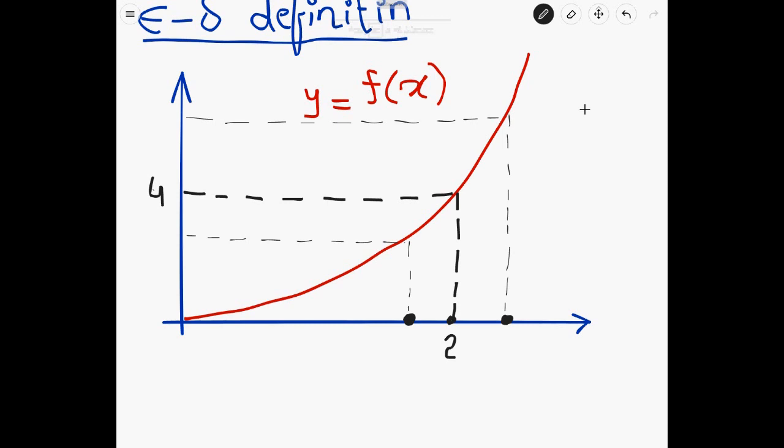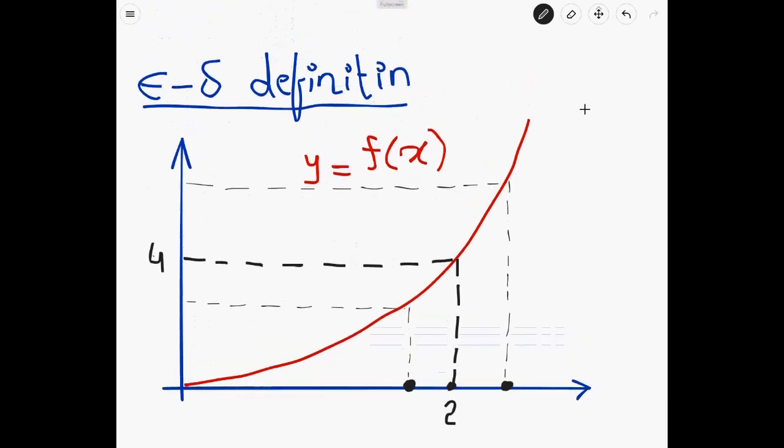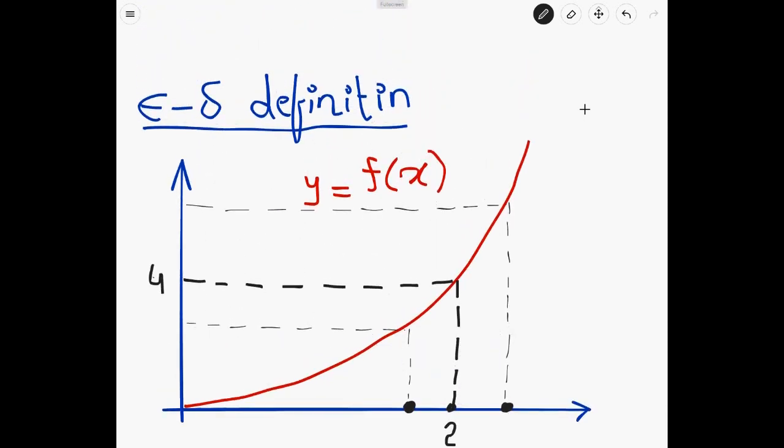Let us speak of the general definition of the limit of a function, and this definition is called the Epsilon-Delta definition of the limit of a function. The graph that we are using is still the graph of the function f of x is equal to x square. However, because we are speaking generally, we have replaced this function by the general function y is equal to f of x.